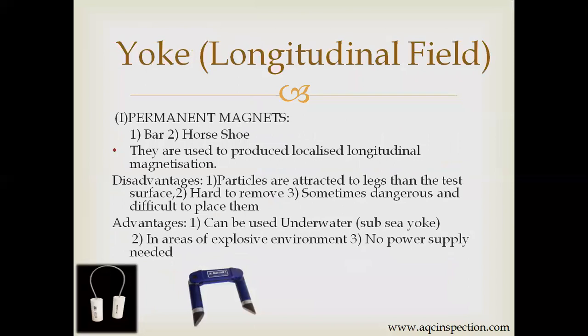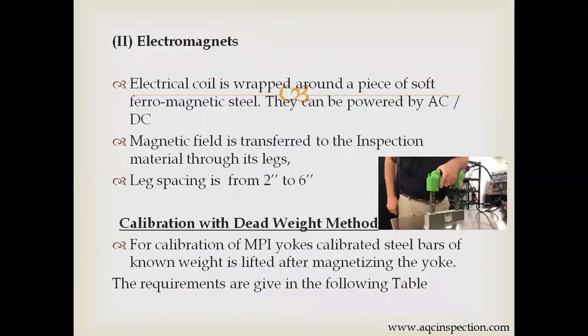Yokes. Permanent yokes are made of permanent magnets. Electromagnetic yokes are made of a soft piece of ferromagnetic material with copper coil windings around it. Remember, the minimum distance between the legs is 2 inches and the maximum distance should be 6 inches.